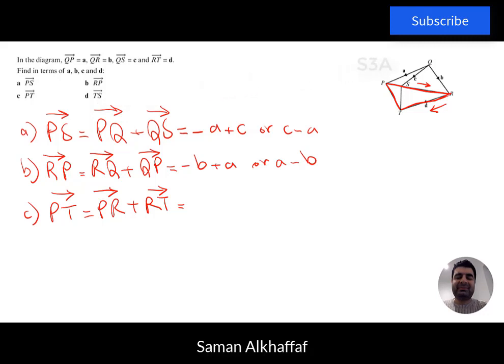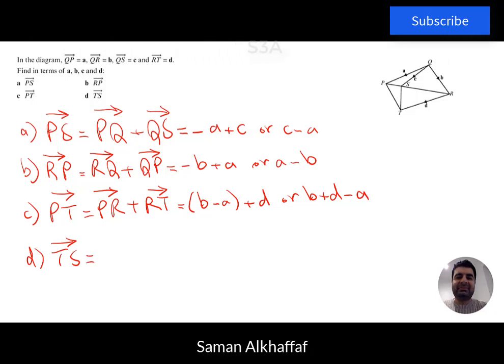So in this scenario, we found PR in the previous answer, which is B minus A, and we also have, moving in the right direction of D, plus D. So you can either keep it as it is, or we can write it as B plus D minus A, which will be our answer for finding the vector of PT.